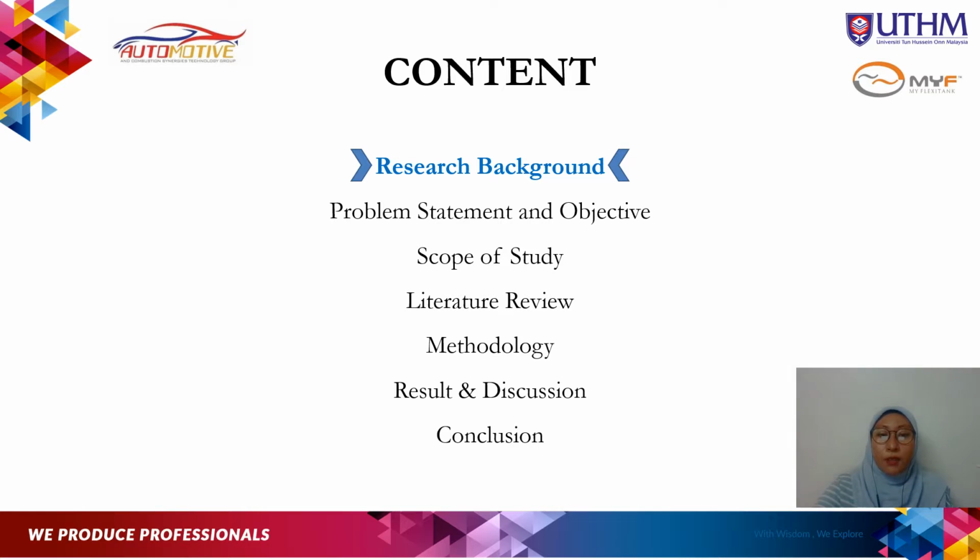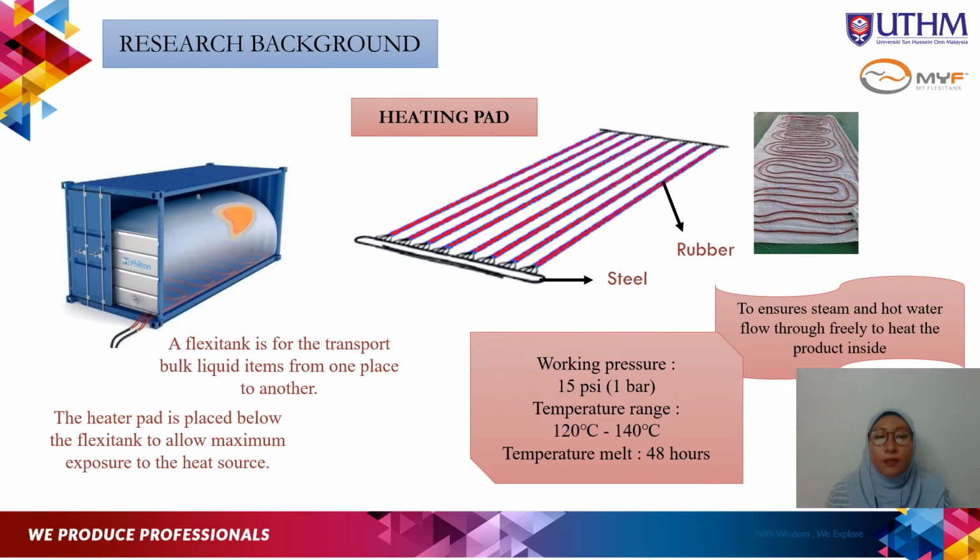Next, the research background. The flexi tank is used to transport liquid items from one place to another. The heat impact is placed below the flexi tank to allow maximum exposure to the heat source, and to ensure the steam and hot water flow freely to heat the product inside. The heat impact uses steel and rubber materials.